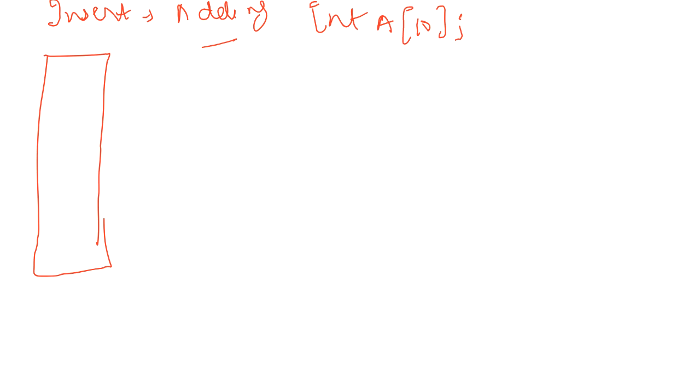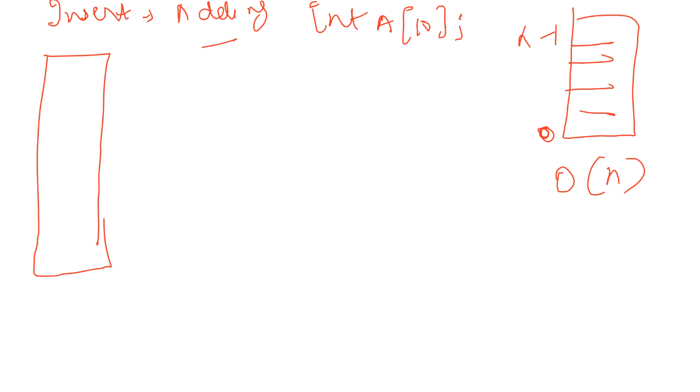See, I forgot to discuss the complexity. What would be the complexity of traversing an array? You are starting from 0 index. You are going up to n minus 1 index. So how many comparisons or how many operations? It is of the order of n. Right. Exactly. So the complexity would be of the order of n.